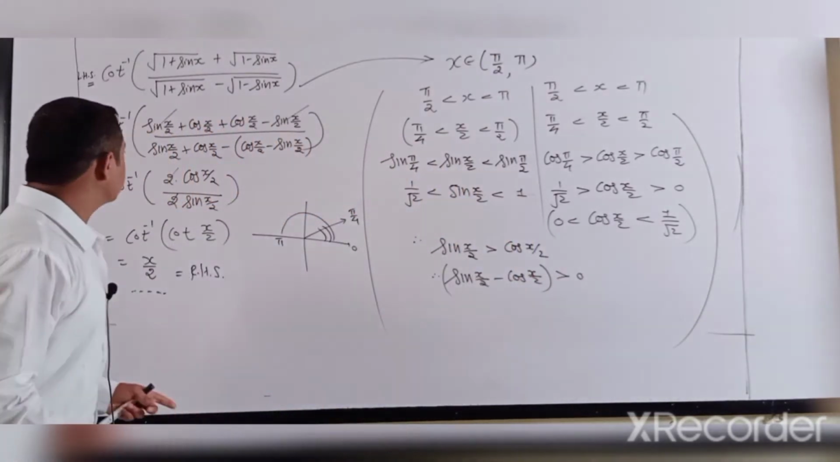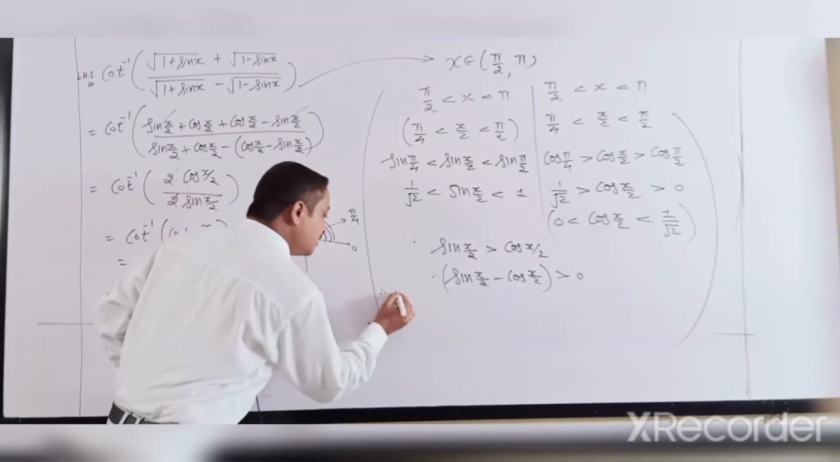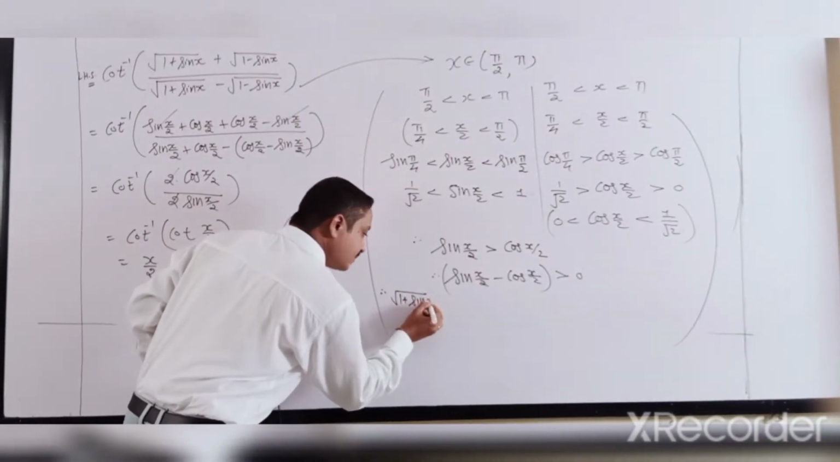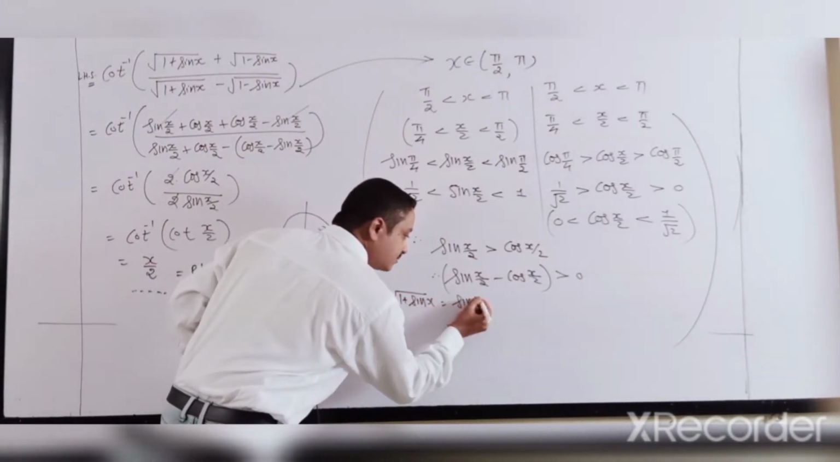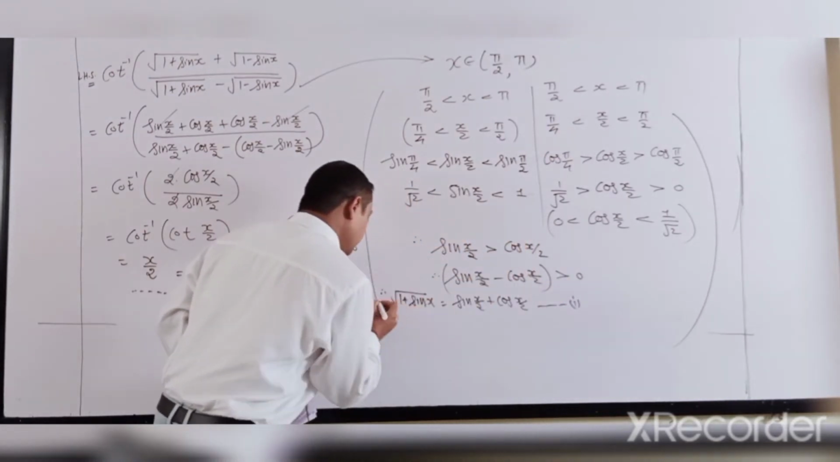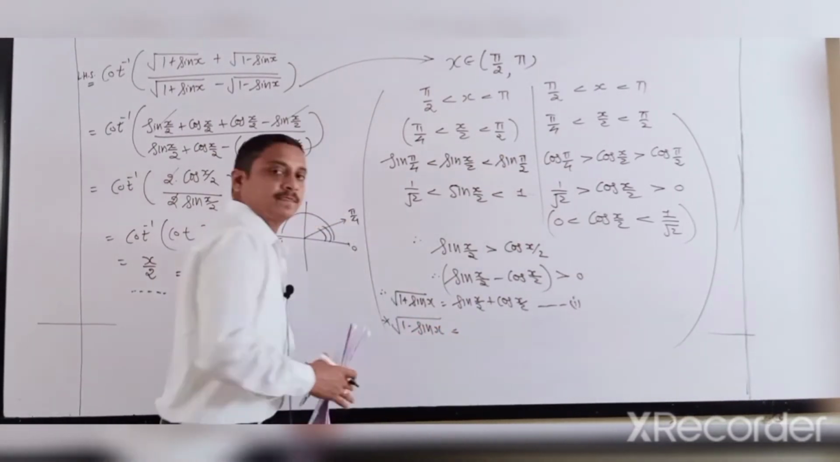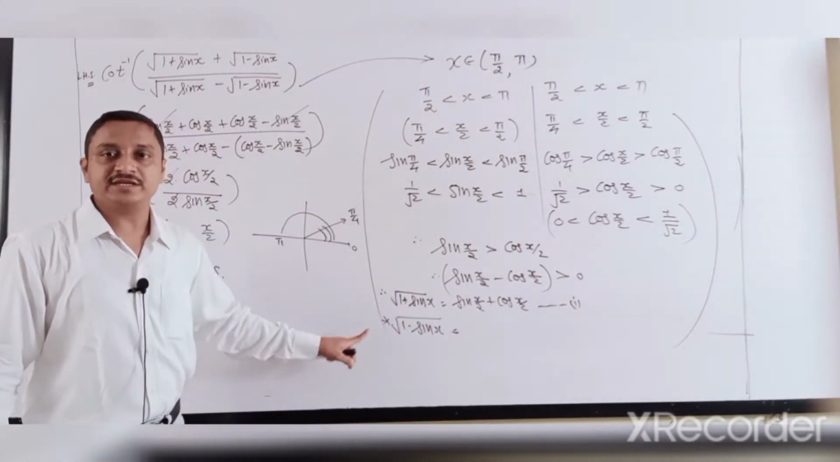So students, in equation number 2, this value I change here. So what is your first equation? Under root 1 plus sin x is same as sin x by 2 plus cos x by 2. Here nothing changed, but these are changed. 1 minus sin x, this value is the 1 minus sin x.